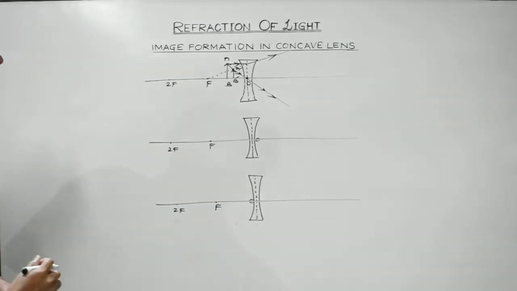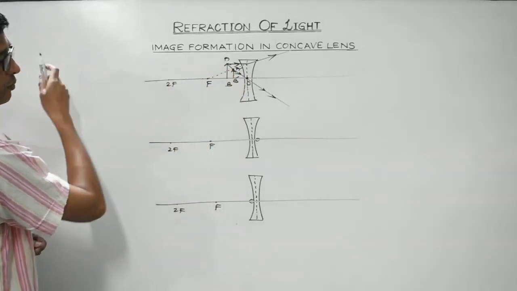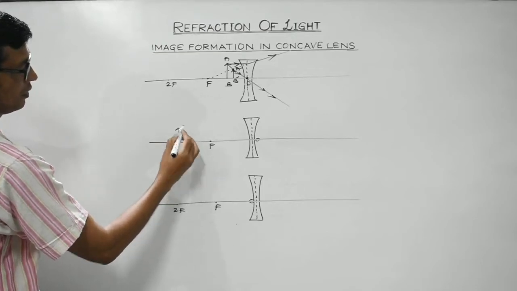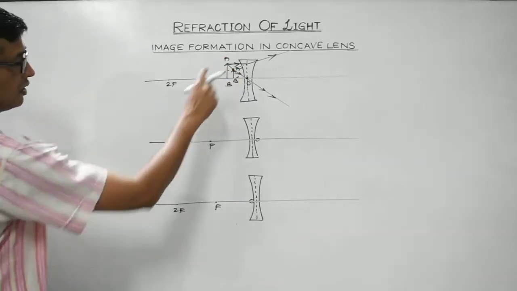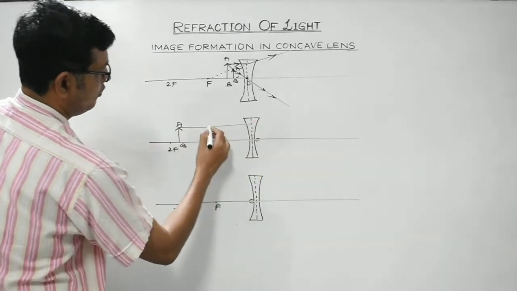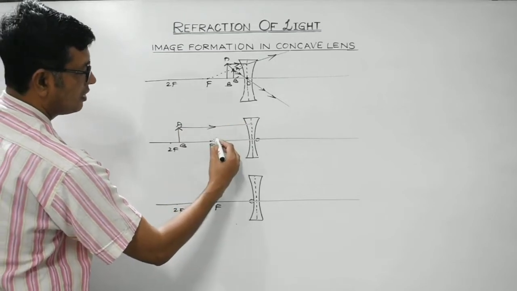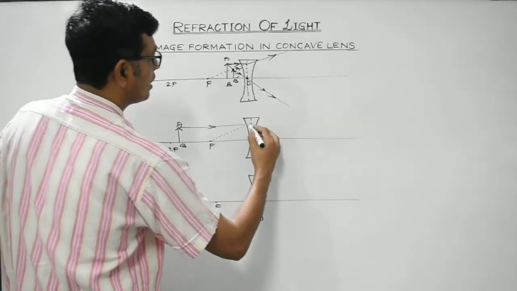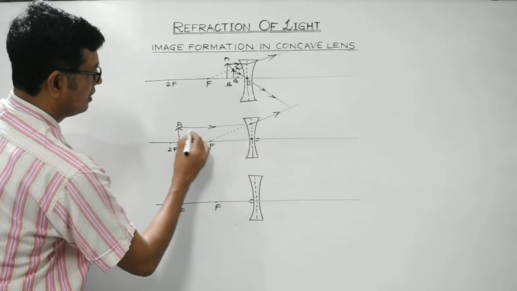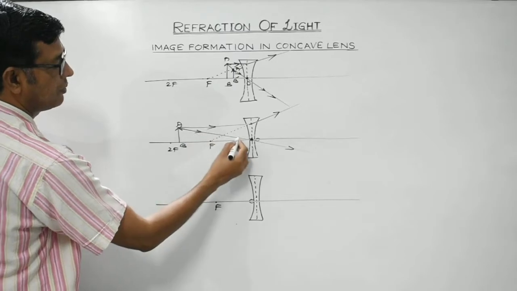Clear, students? Okay. Second is, if I take the object farther away from the lens, suppose here is the object. Please ensure to draw the same size, right? We are dealing with the same object. So this is AB. Now let's check where the image is formed. Again, as per rule, a ray parallel to the principal axis after refraction will appear to be coming from the focus. And second is, a ray passing through the optical center will remain undeviated.